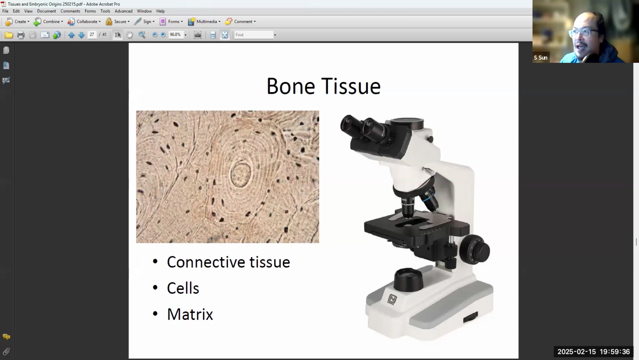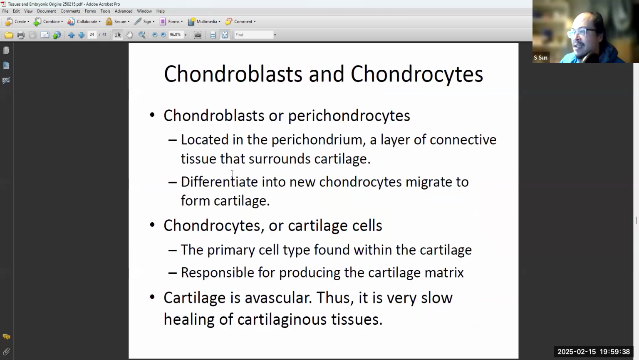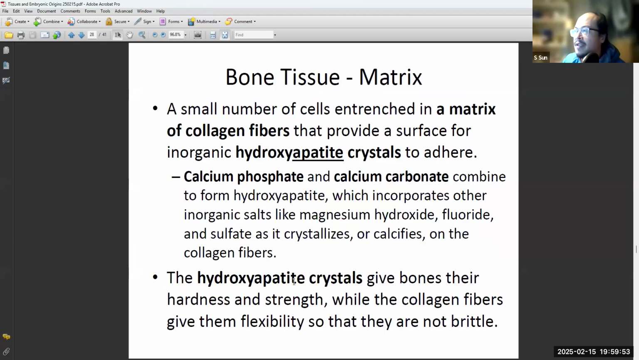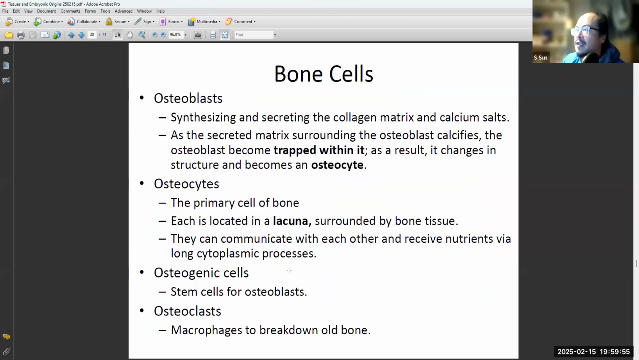Cartilage is right here. Cartilage is avascular, so it doesn't have a lot of blood supply. But bone has a lot of blood supply. If you break a bone, you're going to see a lot of bleeding coming from the bone. So the primary cells are the osteocytes.